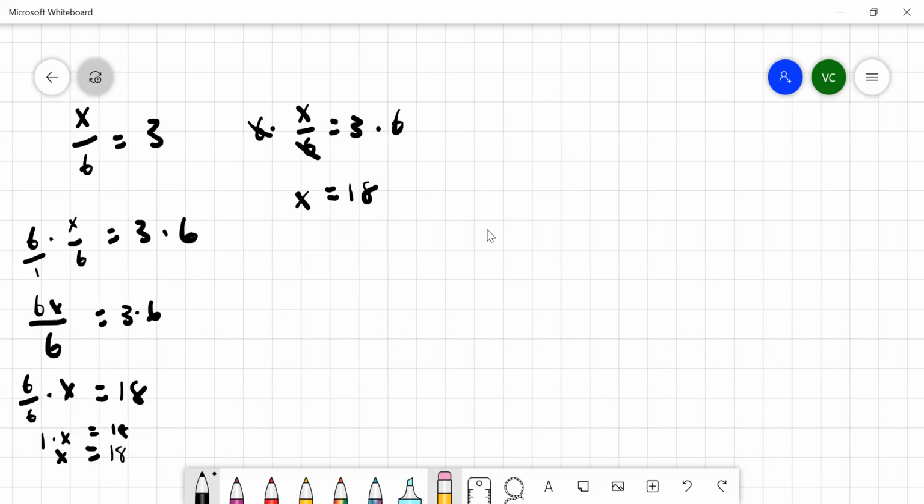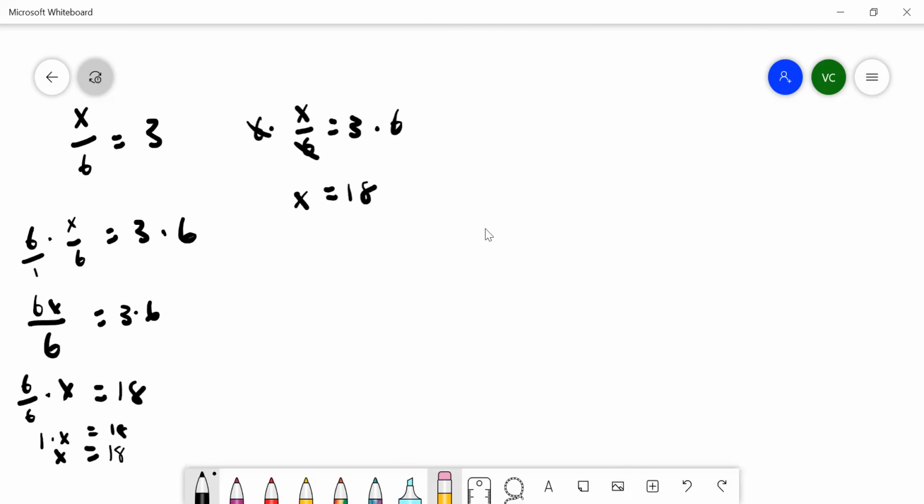So now I'll give you another one and you try to tell me: x over 5 equals 3. Pause the video and do this yourself. Okay, if you multiply both sides by 5, you'd be right. So the 5s cancel out, x equals 15.